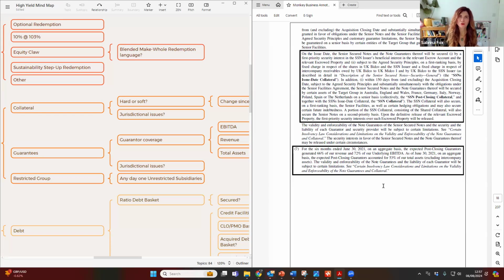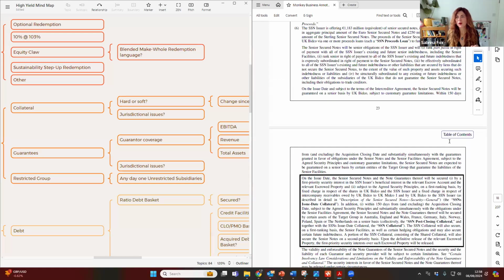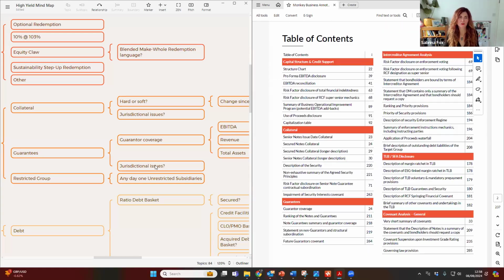Now, we will get to that when we move on to the debt covenant in a later video, but suffice it to say that these numbers are not terribly high. We will probably figure out why that is in a second. We look at jurisdictional issues, which we can see here is going to be present in the risk factors. So risk factor disclosure on the senior note guarantee, contractual subordination. There's also some impairment of security interests.